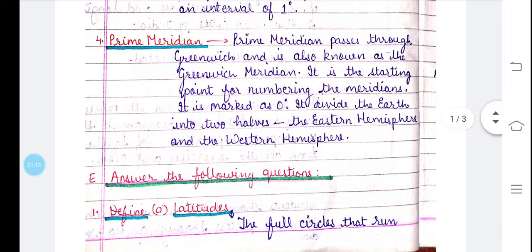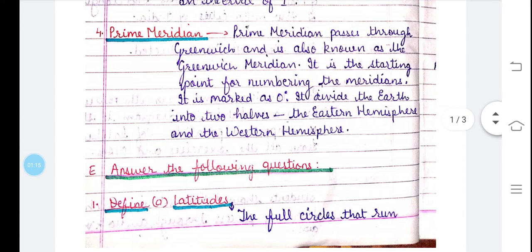Then comes prime meridian. Prime meridian passes through Greenwich and is also known as the Greenwich meridian. It is the starting point for numbering the meridians, that is from 0 to 180 degree. Prime meridian is marked as 0 degree. It divides the earth into two halves, the eastern hemisphere and the western hemisphere.